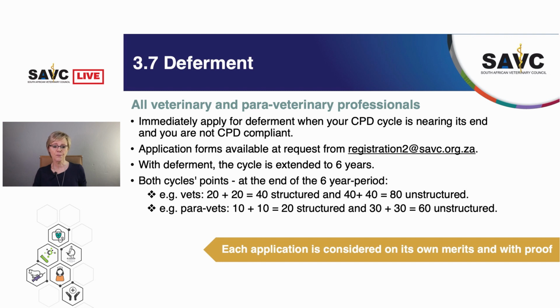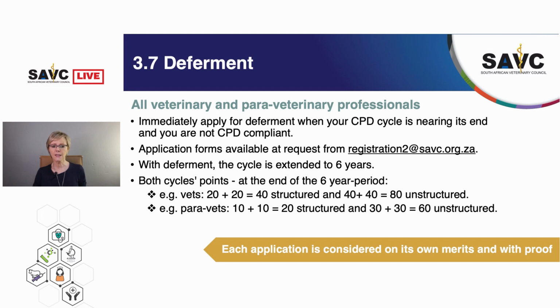As for deferment, if you are unemployed, you still need to keep up with CPD. If you have financial constraints, contact the registrar or acting registrar for deferment of a CPD cycle. You can only apply for deferment once in a cycle, but exceptions can be made for medical or on compassionate grounds. If you complied with the required points for the deferred cycle, then you can request deferment for a new cycle. With deferment, the cycle is extended to 6 years.